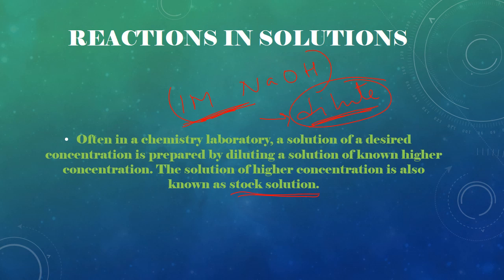So the problem is when you're preparing a dilute solution directly, then the mass of solute required is very, very small. So in order to get that exact mass, it's not possible, and the accuracy will not be there. That's why we take a higher concentration solution and dilute it. That higher concentration solution is called stock solution.